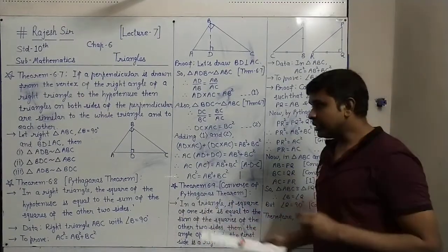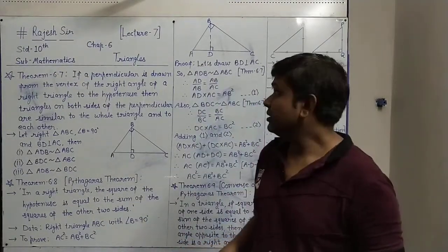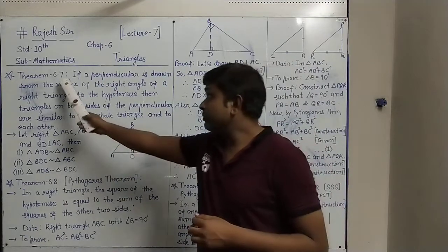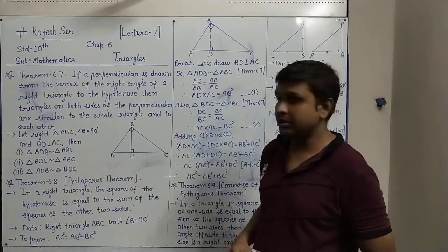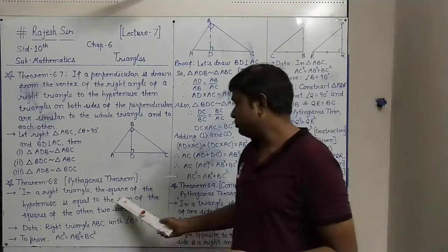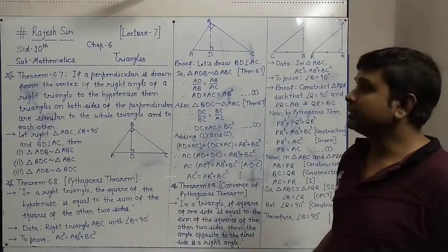To prove these two theorems, the theorem of Pythagoras and its converse, we first have to understand theorem 6.7. This is the first theorem that we have to understand to prove this, because in proving the theorem of Pythagoras and its converse, we will use this statement.